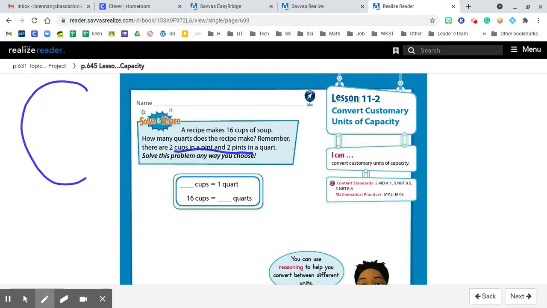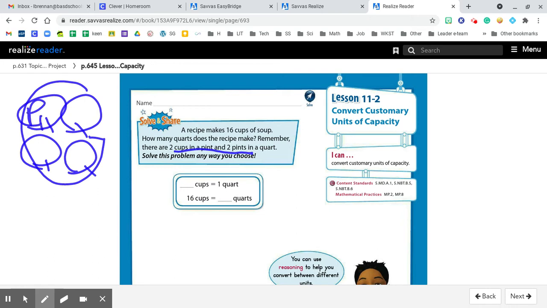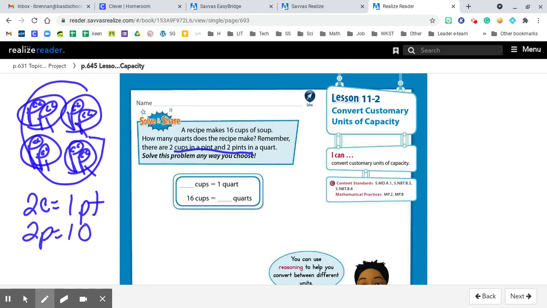And if you remember, you had your gallon, your big gallon, and inside the gallon was 4 quarts, and inside each quart was 2 pints. And inside each pint is 2 cups. So you can redraw that and it'll help you remember what's what. So 2 cups equals 1 pint, and 2 pints equals 1 quart. 4 quarts equals 1 gallon.